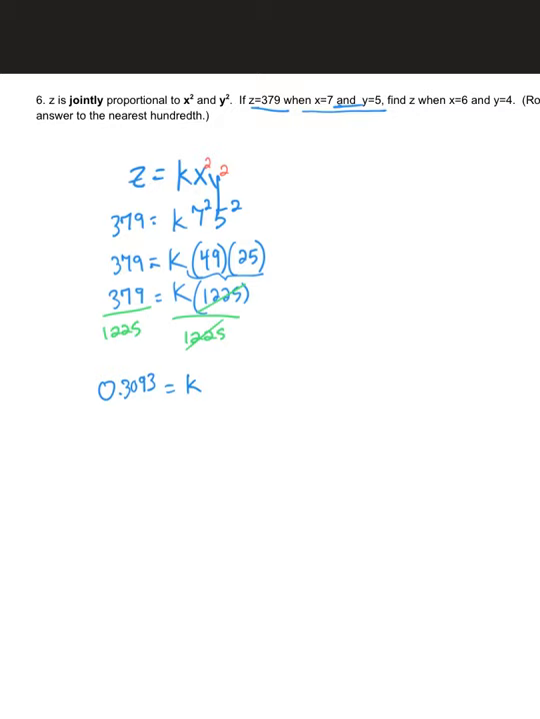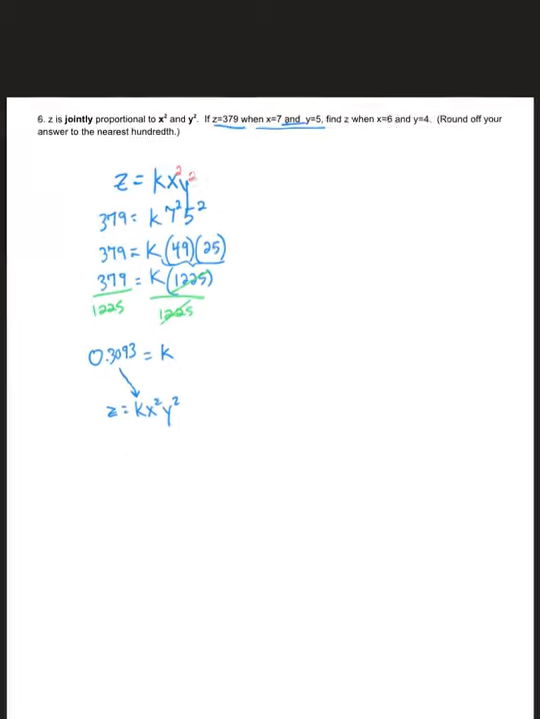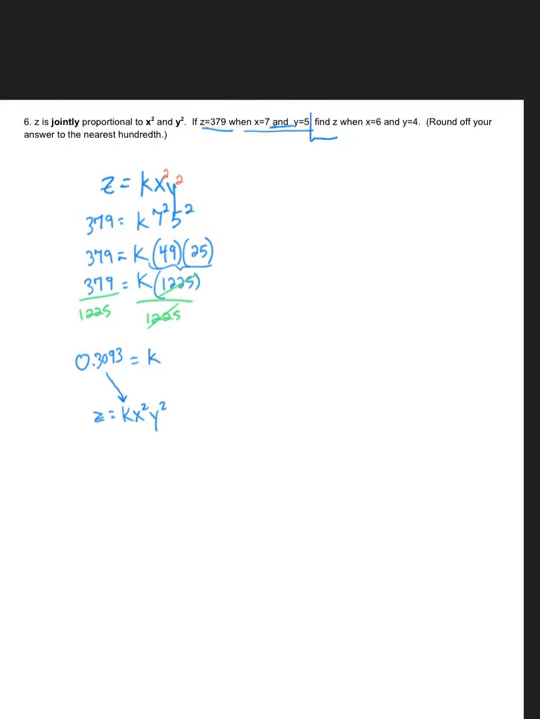So we're going to plug that back into the original equation, which was z equals k x squared y squared, and we're putting that in for k. And then we're asked to find z when x equals 6 and y equals 4. So z we don't know. We're trying to find z. K is 0.3093, and our new x is 6. We're going to square that. Our new y is 4. We're going to square that.